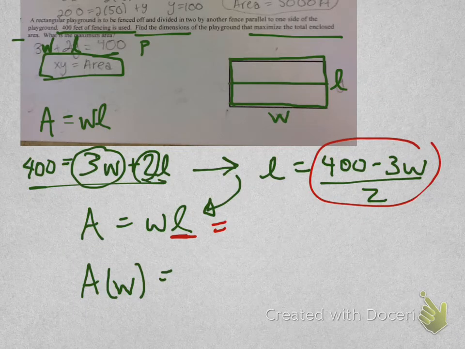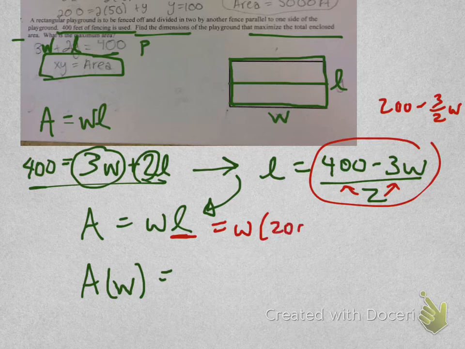Alright, so when I plug this in, you could simplify this, by the way, into 200 minus 3 halves W. Distribute the 2 into both of those. So it's going to be W times 200 minus 3 halves W, which I could now, of course, distribute the W in there.